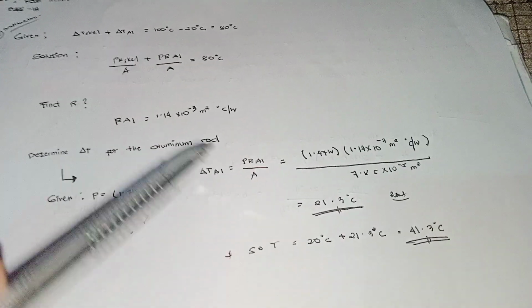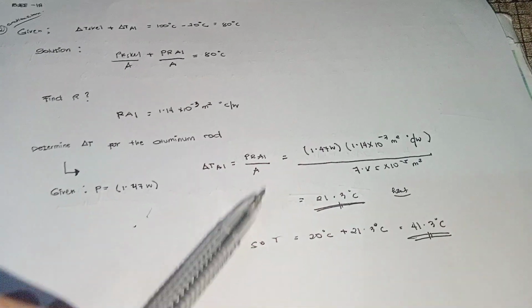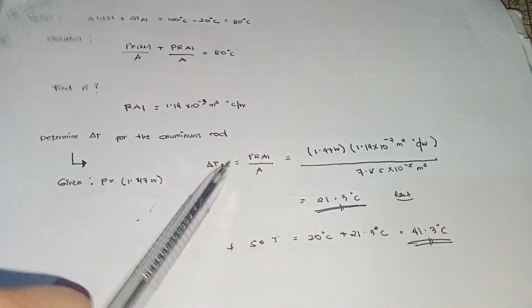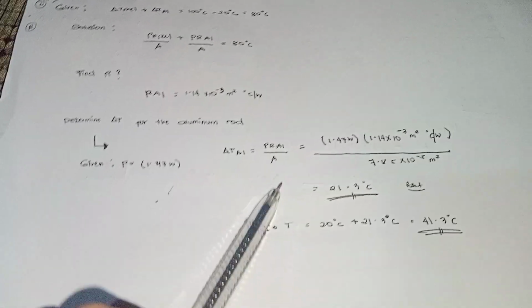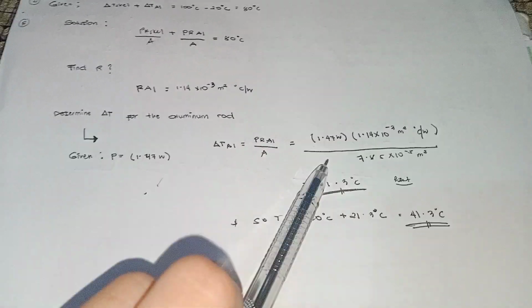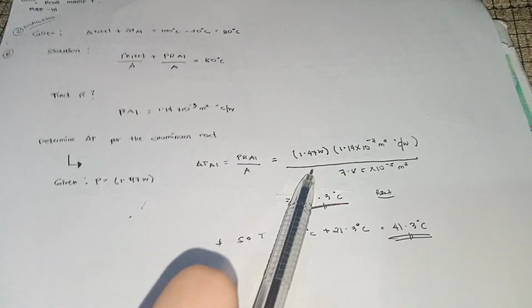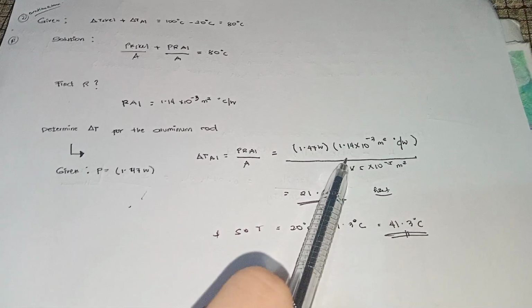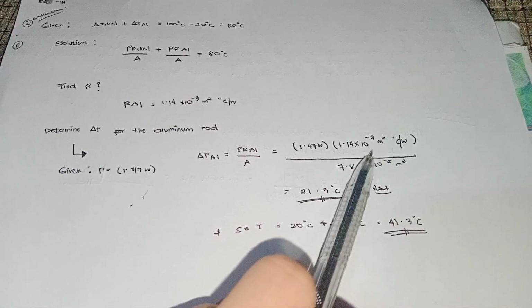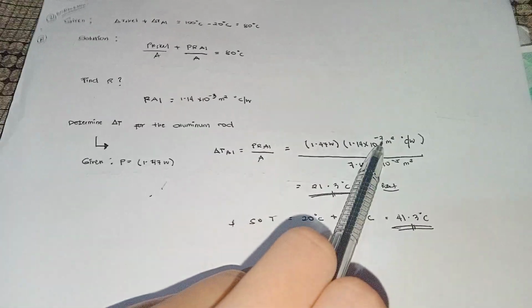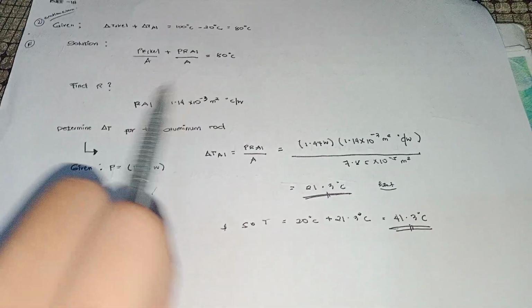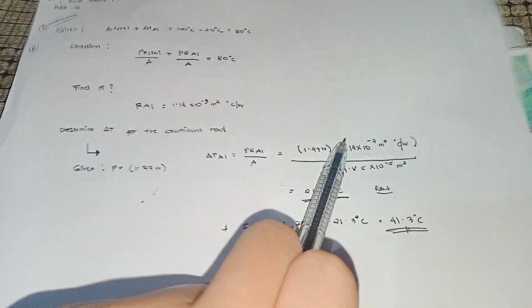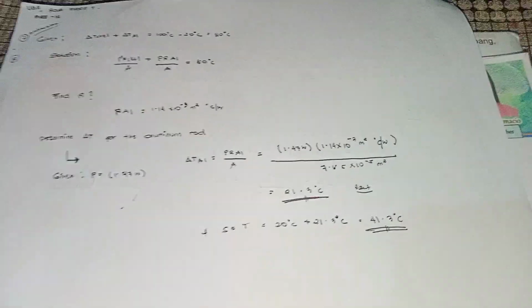So, in the solution, we copy it. Delta T A1 equals 1.47 W, which is the P from solution number 1. And then 1.14 times 10 to the raised power of negative 3 meters squared, which is the R now. So, P and R, we do the same process again, times and divide.